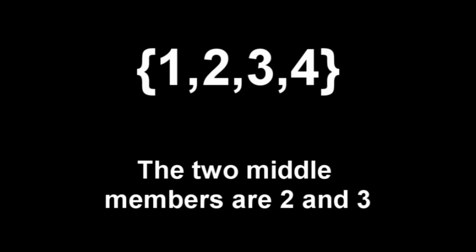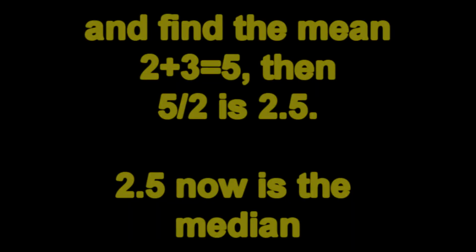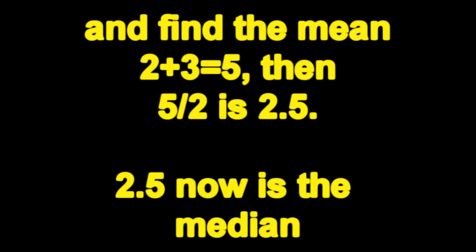For example, in the dataset 1, 2, 3, and 4, we need to take the 2 middle numbers, 2 and 3, and find the mean of those numbers. We can do that by adding 2 and 3 and dividing by 2. So 2 plus 3 is equal to 5, and 5 divided by 2 is 2.5. So the median of the dataset is 2.5.